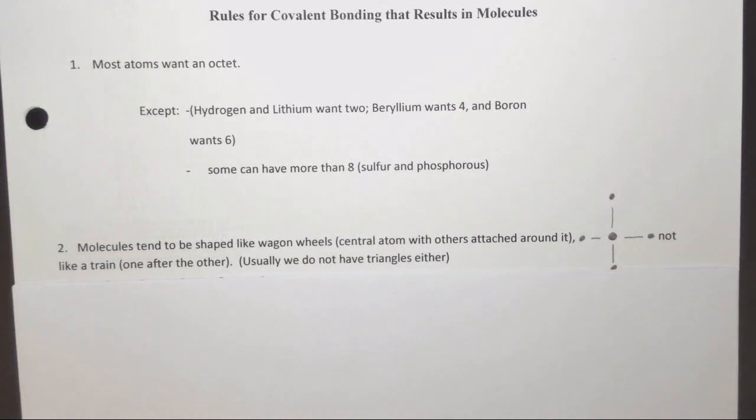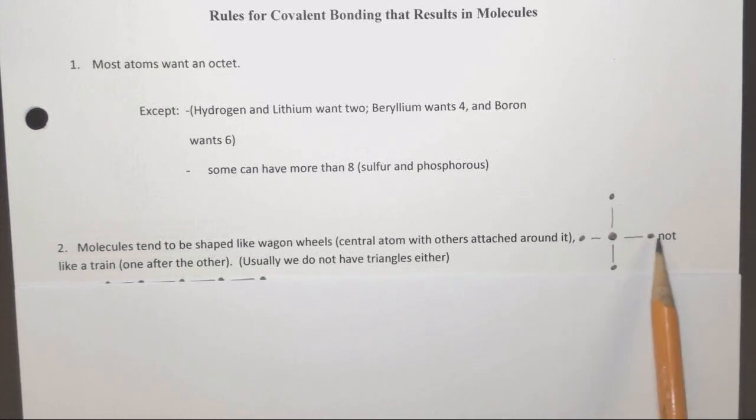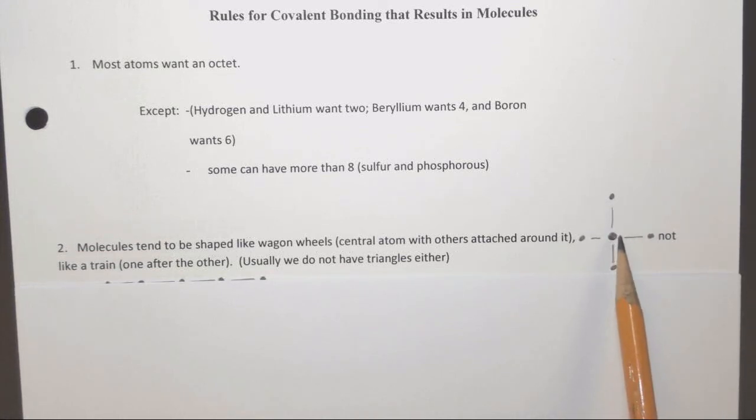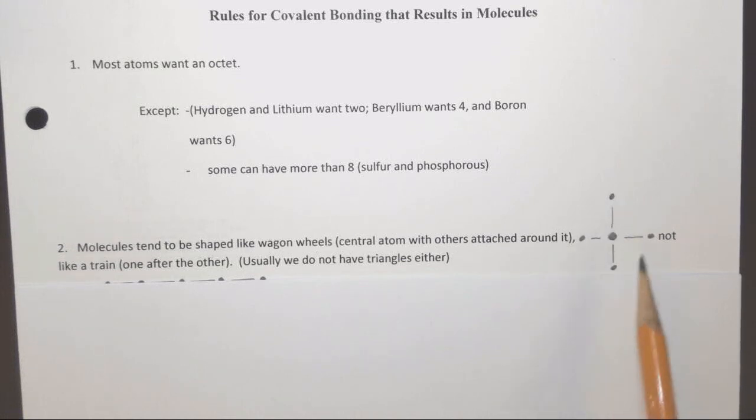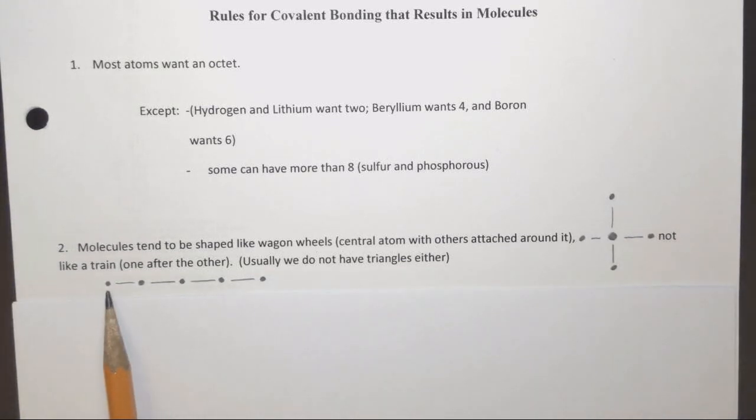Molecules tend to be shaped like wagon wheels, where you have a central atom and then you have other atoms hooked onto it around. This is kind of like a wheel with the hub in the middle, and then you have the spokes going out. Not too much like a train. We actually do have molecules like this, but they are organic molecules, and you're not going to be working with those for the most part. A couple real small ones, but that's it. If you take AP Chem, you learn about this kind of molecule. You do some organic there.